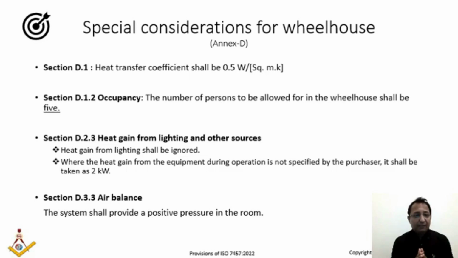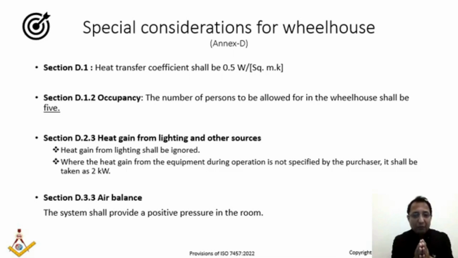If you see in Annexure D, section D.1, the heat transfer coefficient shall be 0.5 watt per square meter Kelvin. Then section D.1.2 is occupancy. The number of persons to be allowed for the wheelhouse shall be 5. This occupancy has to be 5. Then for the heat gain from lighting and other sources, the heat gain in the wheelhouse has to be ignored. The reason is that the wheelhouse has a lot of glass so that the captain can see through. So the lighting load is reduced because you already get a lot of light from the sun coming through that glass. So it can be easily ignored.